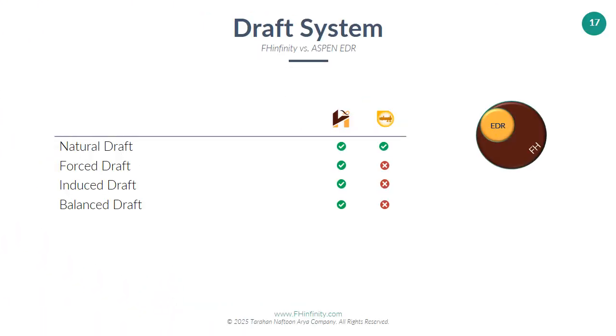Let's talk about draft calculation. EDR is primarily designed for natural draft. FHinfinity goes further. We support forced draft, induced draft, and balanced draft systems. This means you can simulate heaters with complex fan arrangements and damper controls, exactly as they operate in the field.